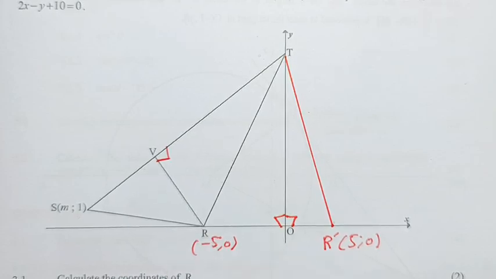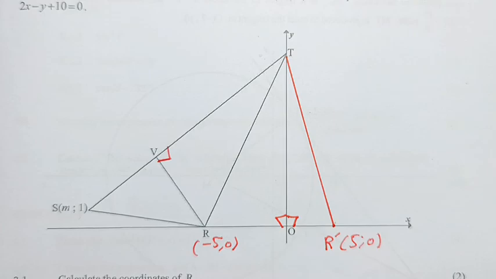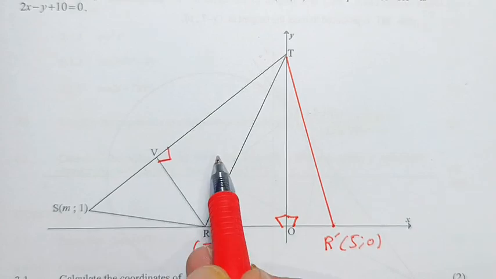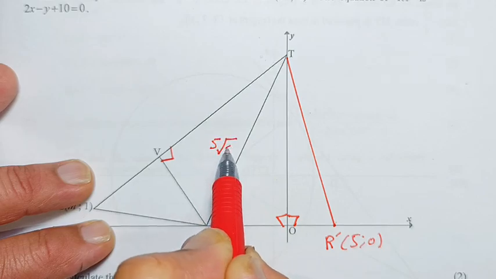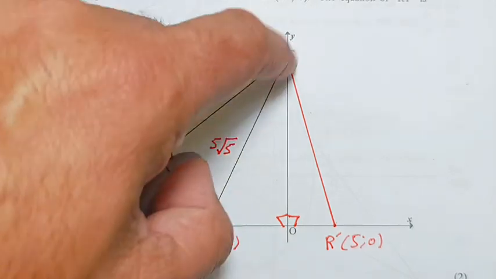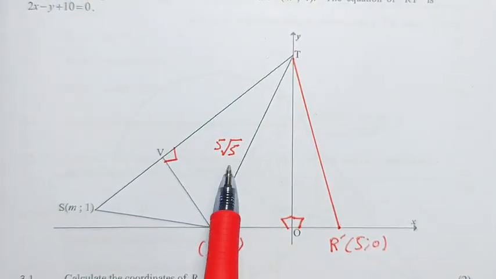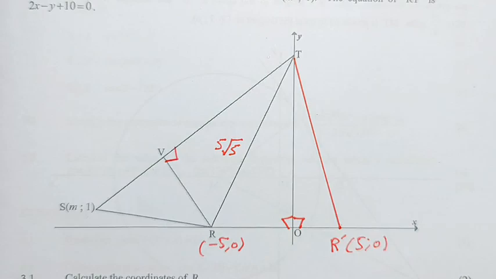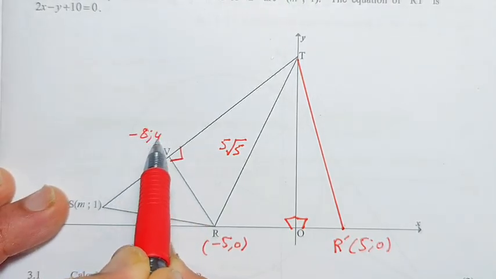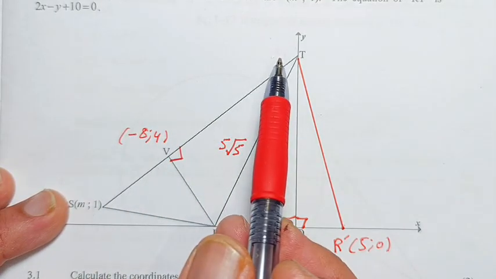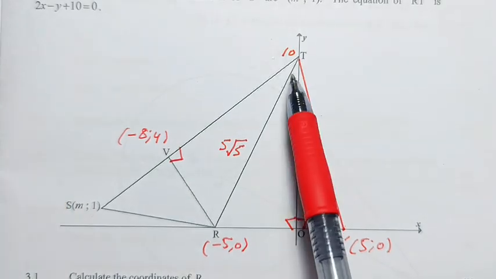So it looks like this, all three triangles are going to be similar triangles, I mean congruent triangles, right? So now, the TR we earlier found, the length of TR is 5 root 5. Remember, earlier we found that the length of TR is 5 multiply root 5. Now the coordinates of V we already got, negative 8 and 4. Negative 8 and 4, this is the coordinates of V, and the coordinates of T we have positive 10.